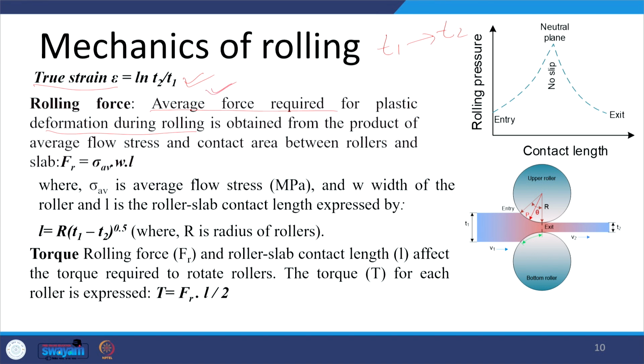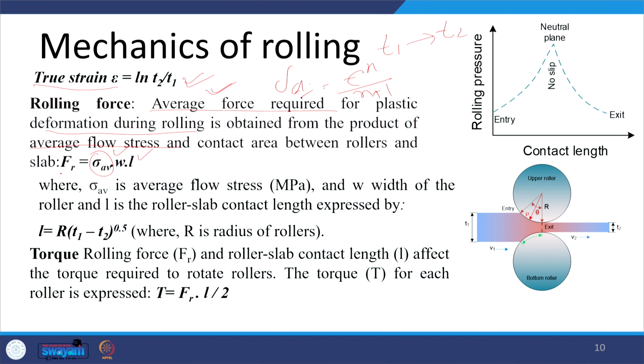Okay. So, the average flow stress required to cause the plastic deformation, the width of the material and the length of the contact. Here we can see the rolling force desired is obtained from the product of average flow stress, which is obtained from the strain raised to the power n divided by n plus 1, sigma average, multiplied by the contact area between the rollers and slab.